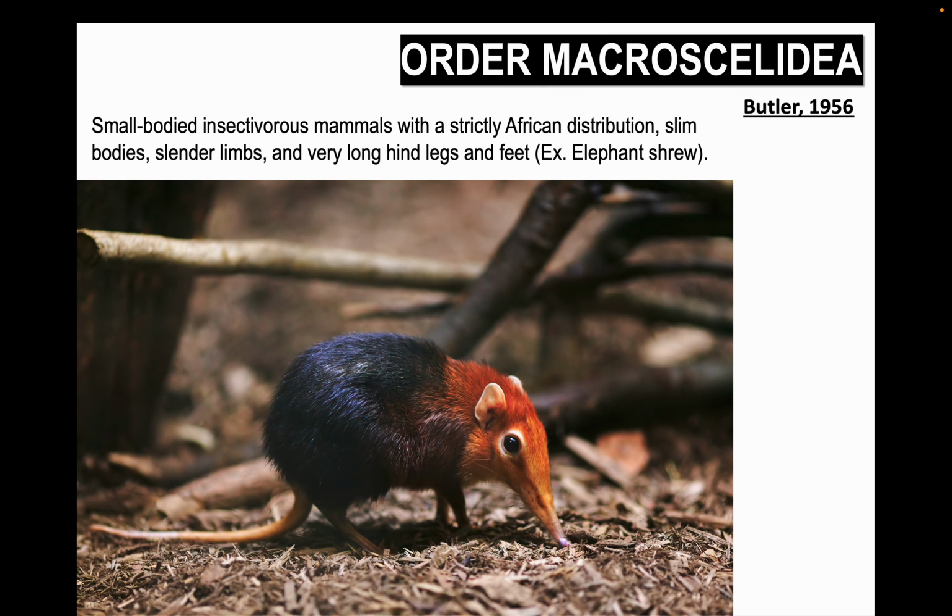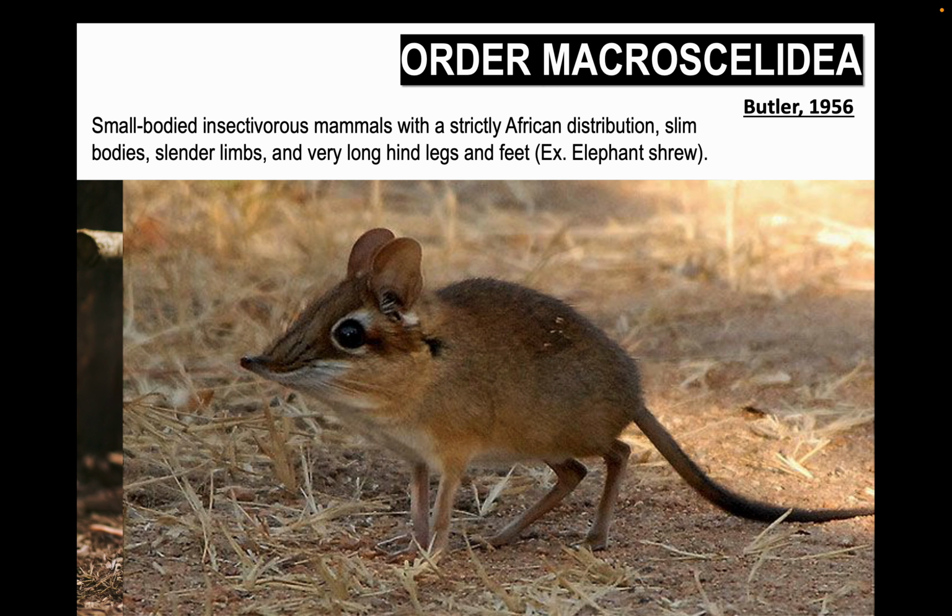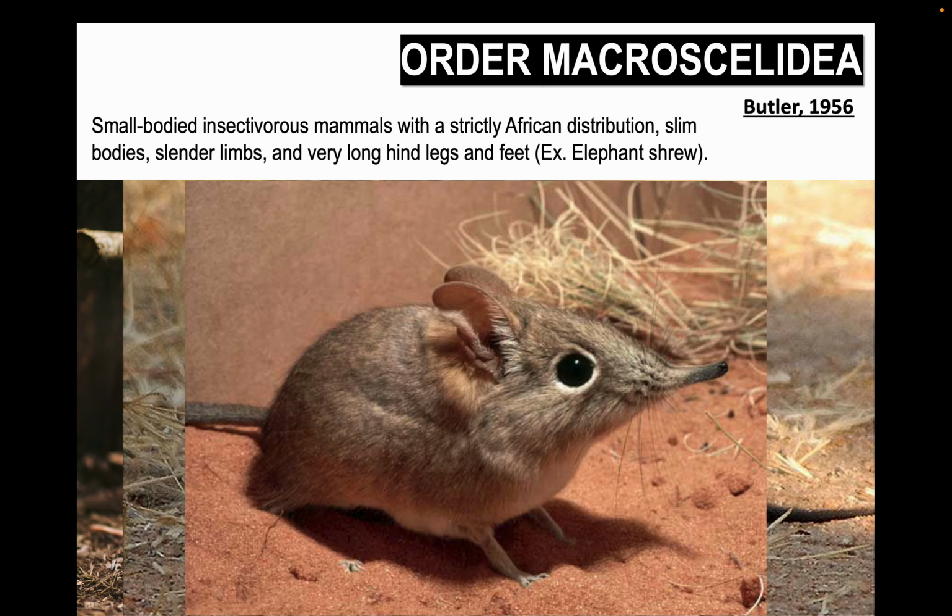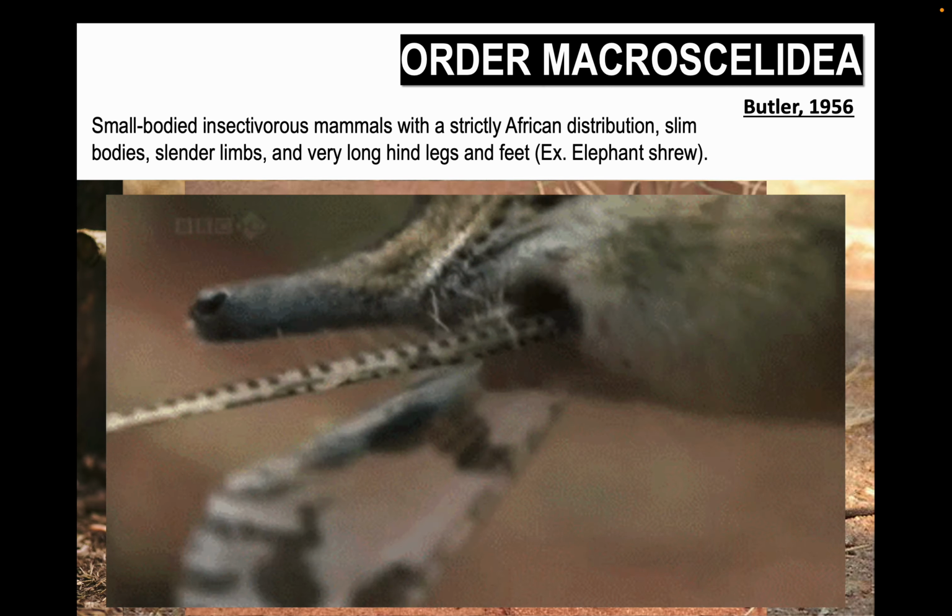Then we have order Macroscelidea, the small bodied mammals that are insectivorous, no? Mostly found in Africa or endemic to Africa. They have very slim bodies, slender limbs, very long hind legs and feet. The elephant shrews are members of Macroscelidea. Okay?